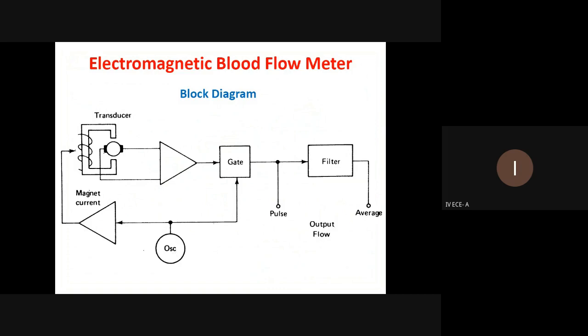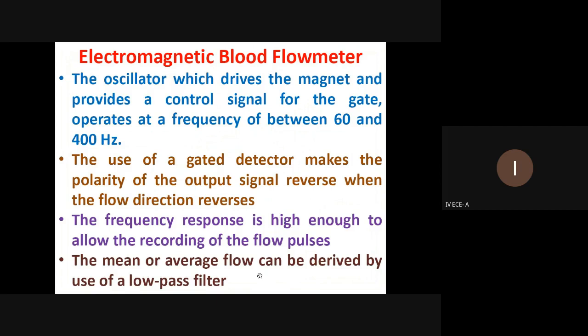The oscillator operates at a frequency between 60 Hz and 400 Hz. The gate detector makes the polarity of the output signal reverse when the flow of blood is in the reverse direction. The blood flow can be easily recorded from the frequency response of the system. The average flow pulses can be obtained with the help of this low pass filter. So this is the electromagnetic blood flow meter.